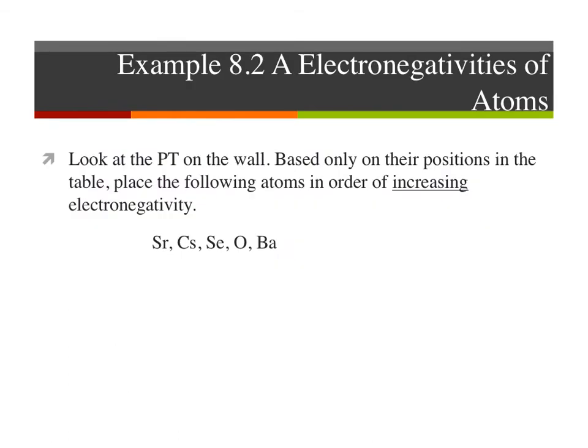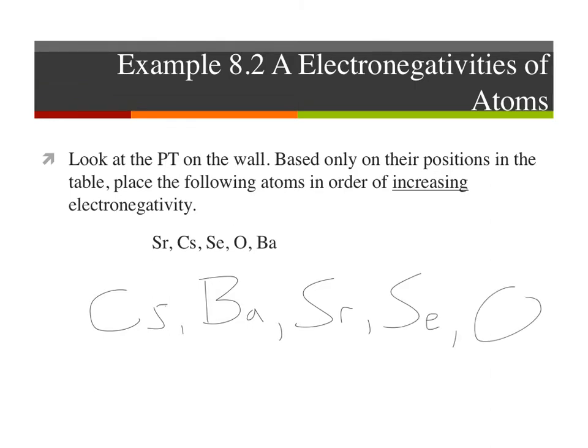Based on their positions on the periodic table, electronegativities are a big factor in bonding. We need to rank these in order of increasing electronegativity. So the smallest one first, which is going to be the largest atom. So let me get the pen back out. Cesium is my largest atom, smallest electronegativity. And then barium, strontium, selenium, and oxygen. So oxygen is going to have the highest electronegativity. The smallest atoms have the highest electronegativities.